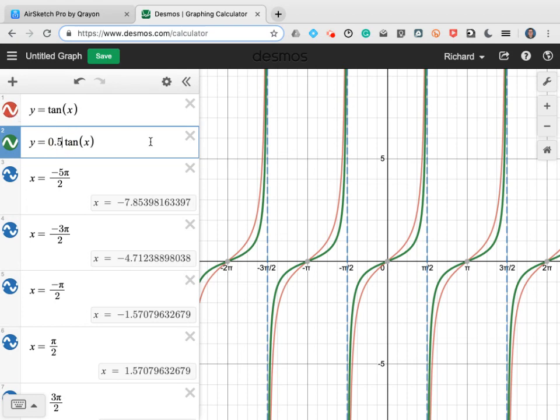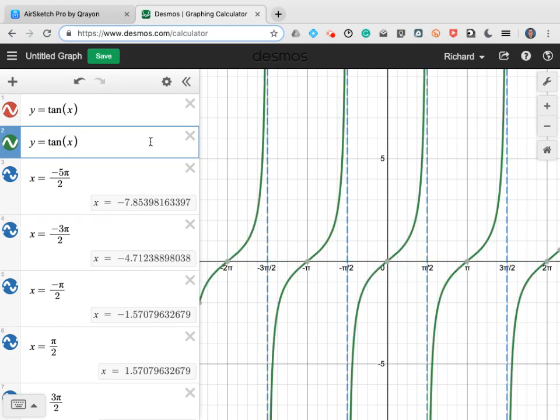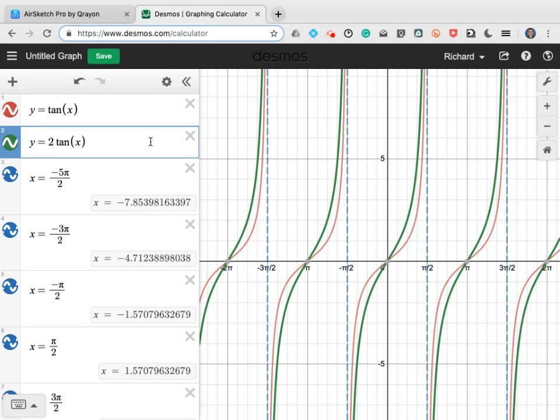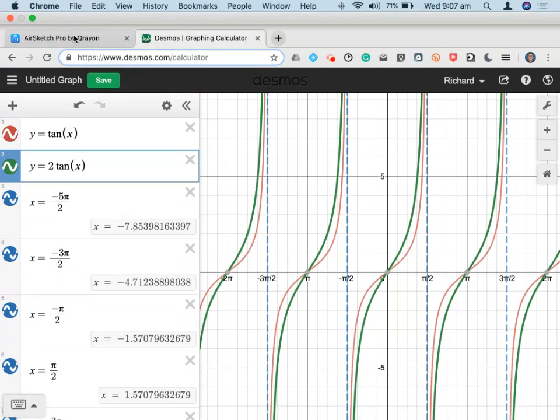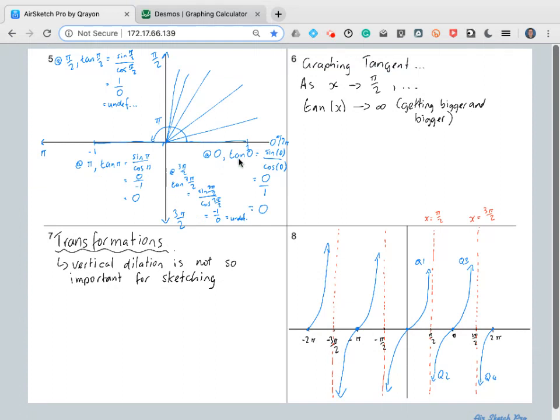Similar with this, to a lesser extent. The bigger the number is, the more it's exaggerated, of course. If I go like this, it just looks like I have drawn my graph a little bit quickly, whereas it probably looks more like the graph I've actually drawn. But if I compare it against tan x, you can see it's stretched out. So the vertical dilation is not so important for sketching. I'm not saying it's not important, it's just not important for sketching so much. The horizontal dilation is.